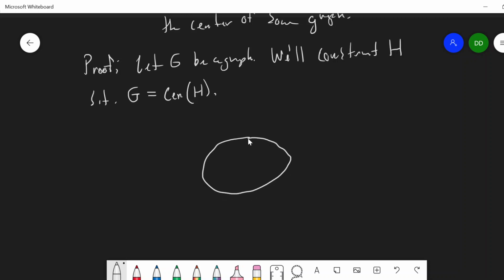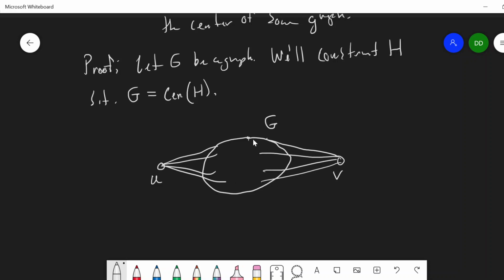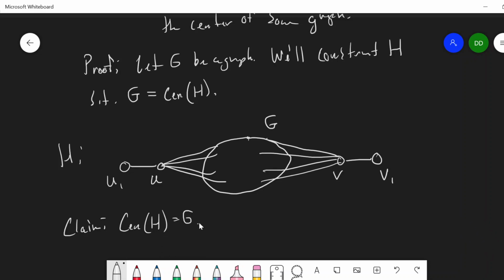So here's my graph G. I'll just draw it as a blob here. There's some edges going on in here. That's my graph G. What I'll do is take two new vertices and join them to G. I'm going to make an edge between this vertex, let's call it U, and every vertex of G, and a vertex V, and make that adjacent to every vertex of G as well. And then finally, I'm going to take another vertex V1 and make it adjacent to V. I'll take another vertex U1 and make it adjacent to U. So I claim that, so this would be my graph H now, the center of H is equal to G.